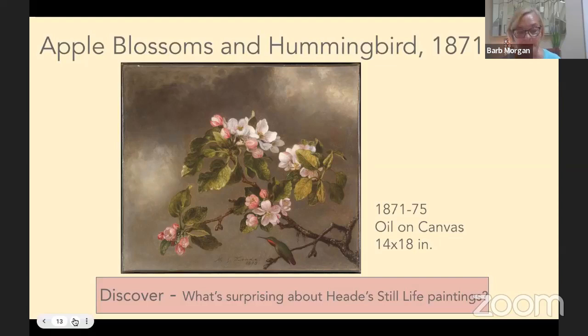He painted 25 still lifes with apple blossoms, and that's just a drop in the bucket of all the still lifes that he did do. This painting, by the way, is at the Addison Gallery of American Art in Massachusetts, and they have had that since 1945. And I think that year is very interesting in which they acquired it. And I'll tell you why.